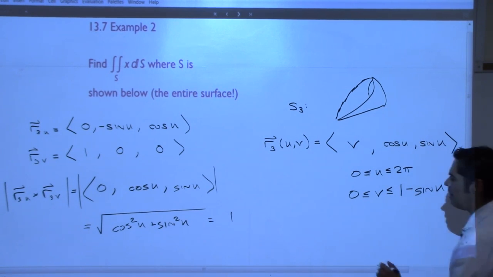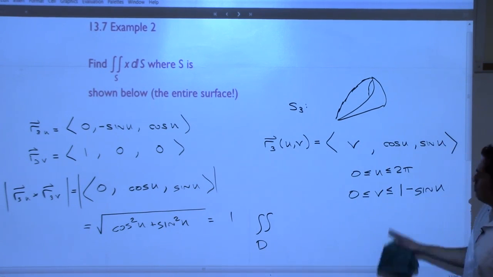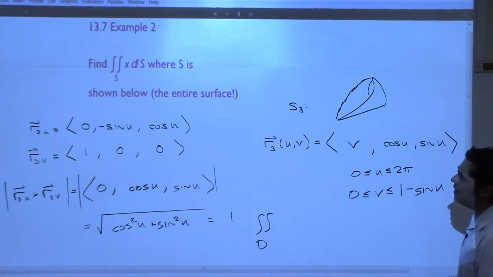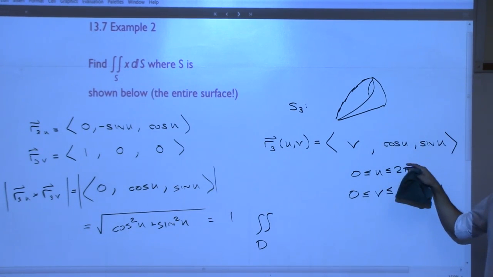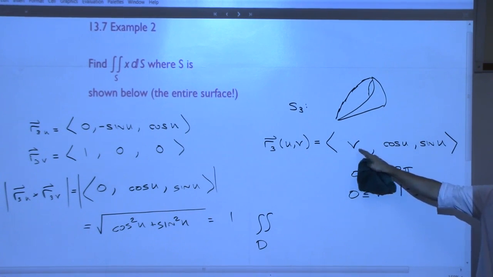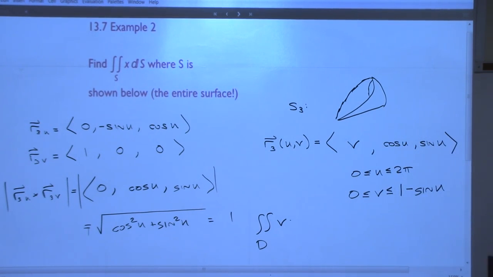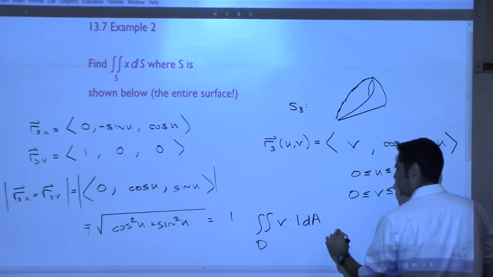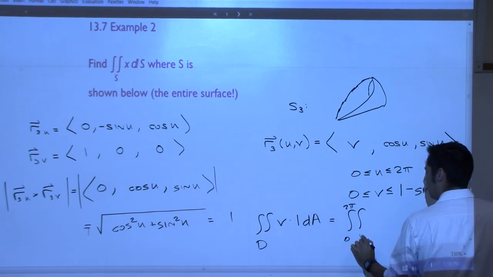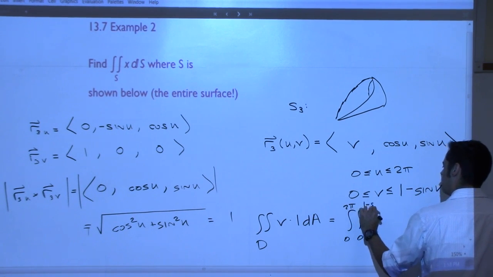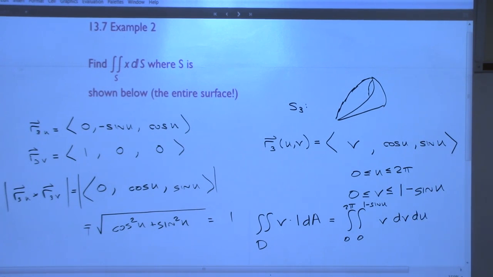So now let's set it all up. We have our double integral. We're going to be going over the region D, which is the restrictions on u and v. Our scalar function is x, so I need to plug in the surface equation. I need to replace the x with v, because that's the x component. Then I need the magnitude of the cross product, which we know is a 1. Then dA, which is integral from 0 to 2 pi, 0 to 1 minus sine u of v dv du. I don't have a choice with the order here, right?